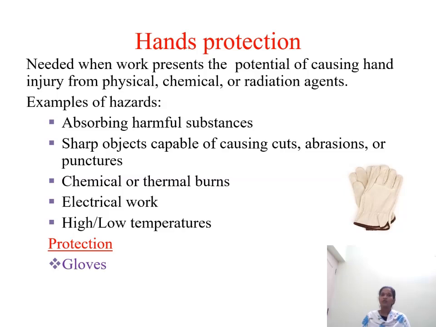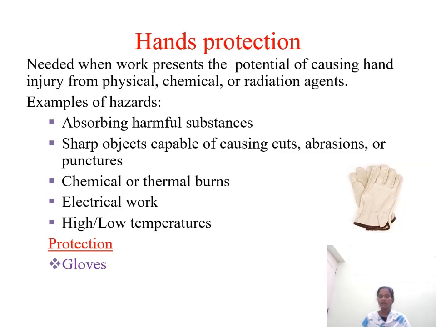Hand protection. Hand protection is needed when work presents a potential of causing hand injury from physical, chemical or radiation agents. Examples of hazards include absorbing harmful substances, sharp objects capable of causing cuts, abrasions or punctures, chemical or thermal burns, electrical work, high and low temperature work. Usually gloves will be suggested for protecting hands, and glove selection depends upon the types of hazard.